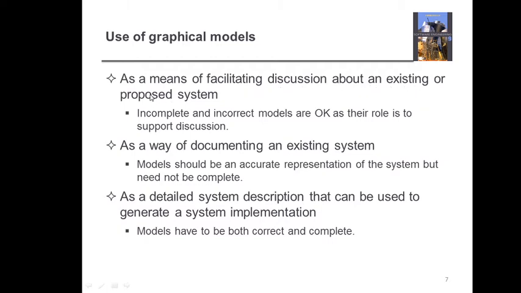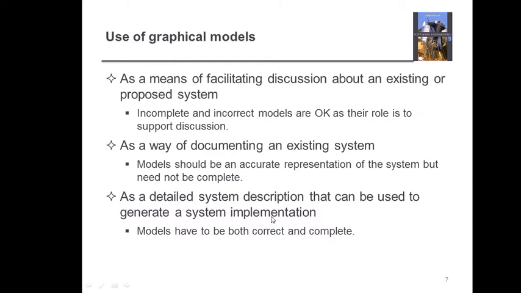This is what we have seen. Two scenarios were there. Either for the existing system we'll be using it to understand it, or for the requirements of the proposed system to be better understood. Second, a way of documenting an existing system. Third, as a detailed system description that can be used to generate a system implementation.